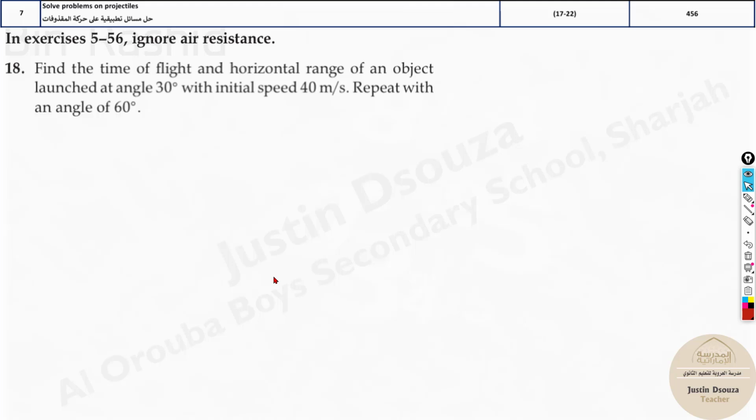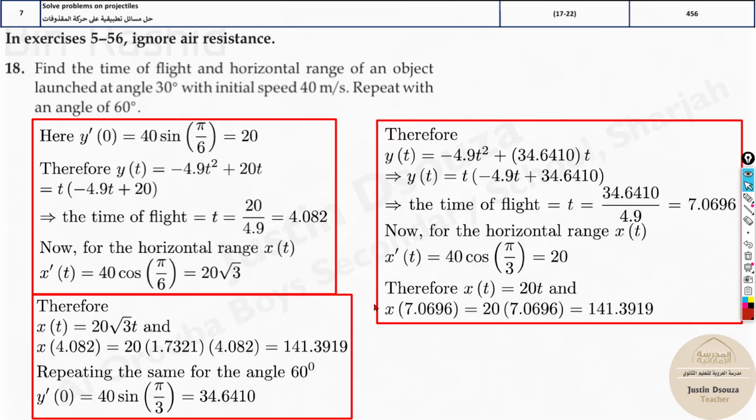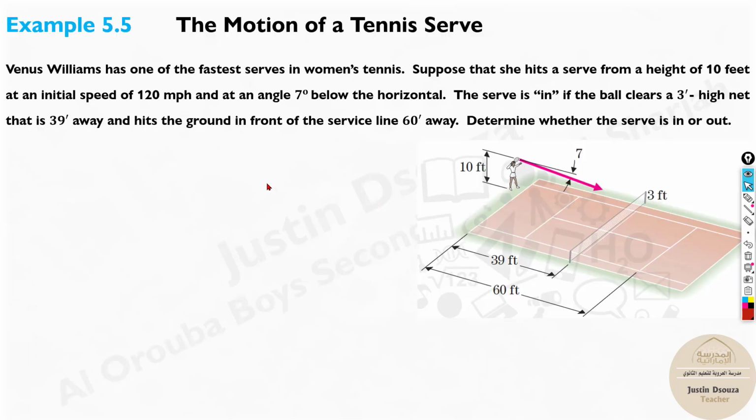Now here we have the same problem again, but it's just that the angle is 30 degrees and speed over here is 40. Then you have to repeat it at 60 degrees. It's the same thing. But if you're using degrees, remember, don't keep it in radian, just change it to degree mode. Please try this by yourselves. It's the same thing that we are doing over here.